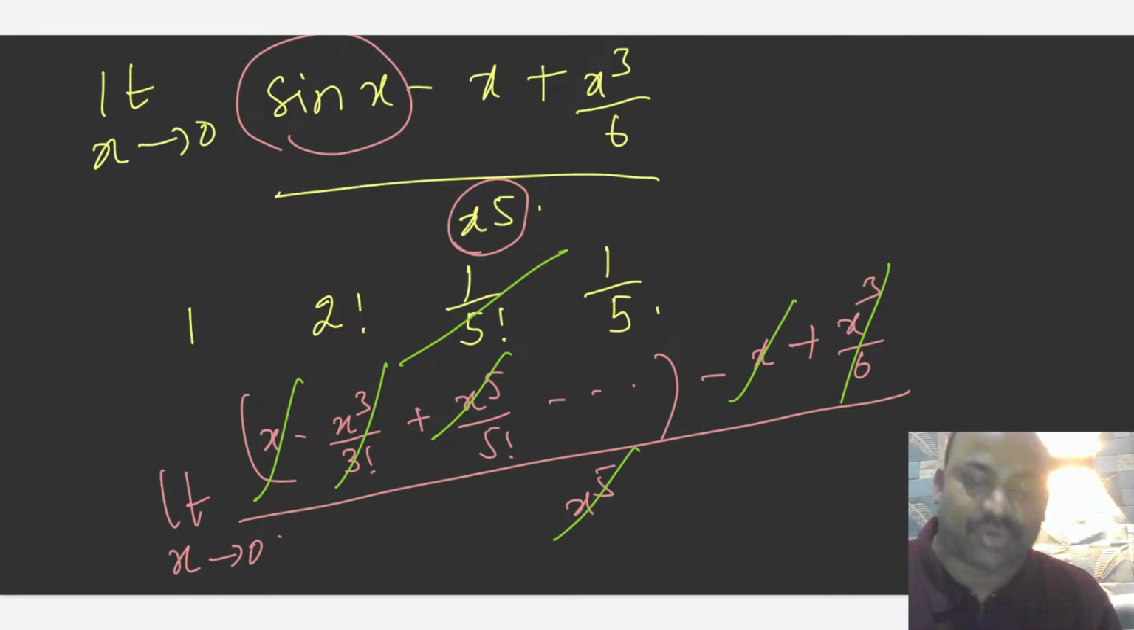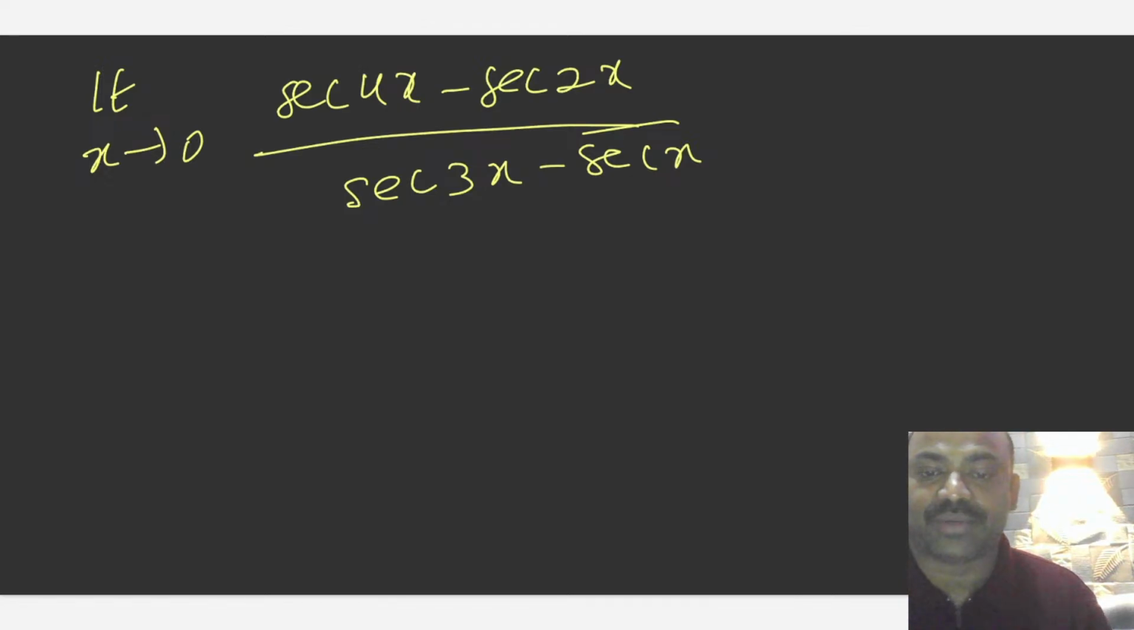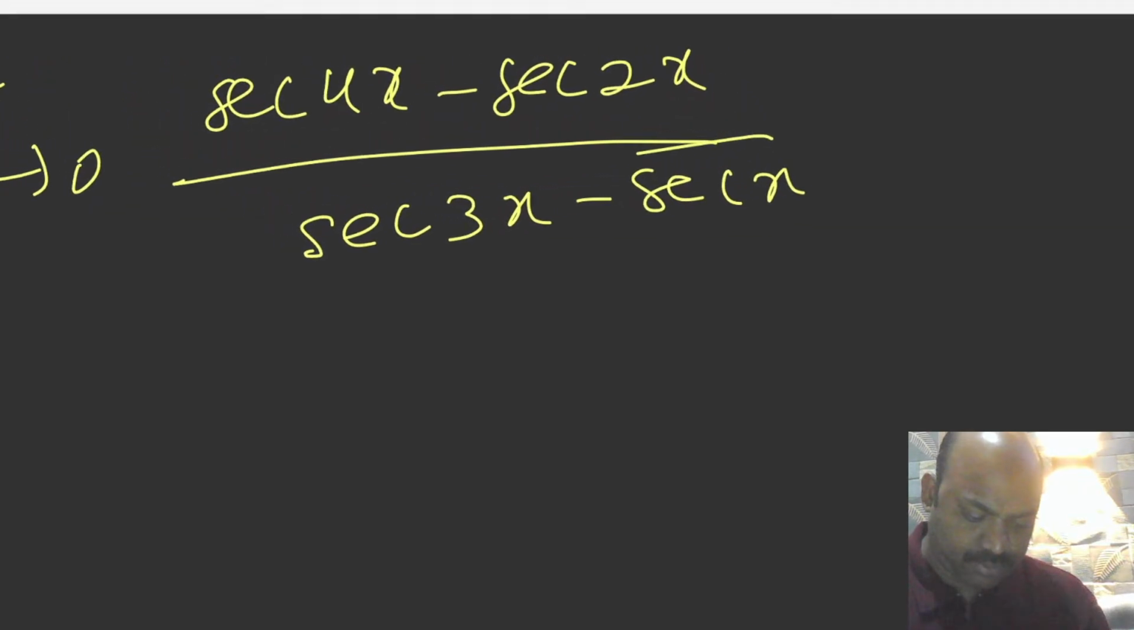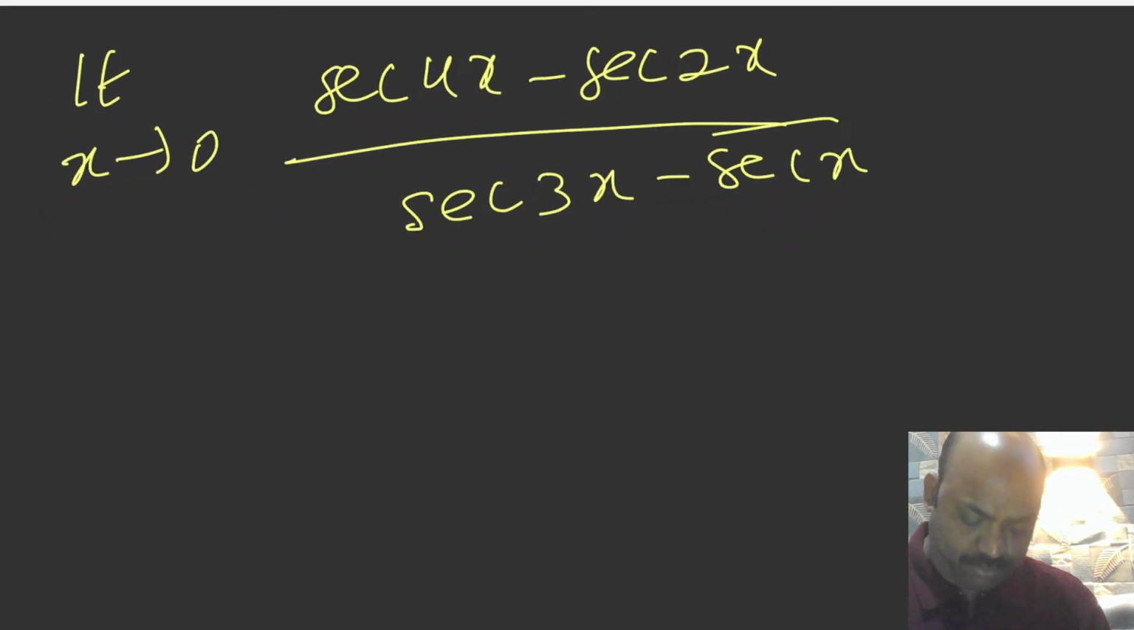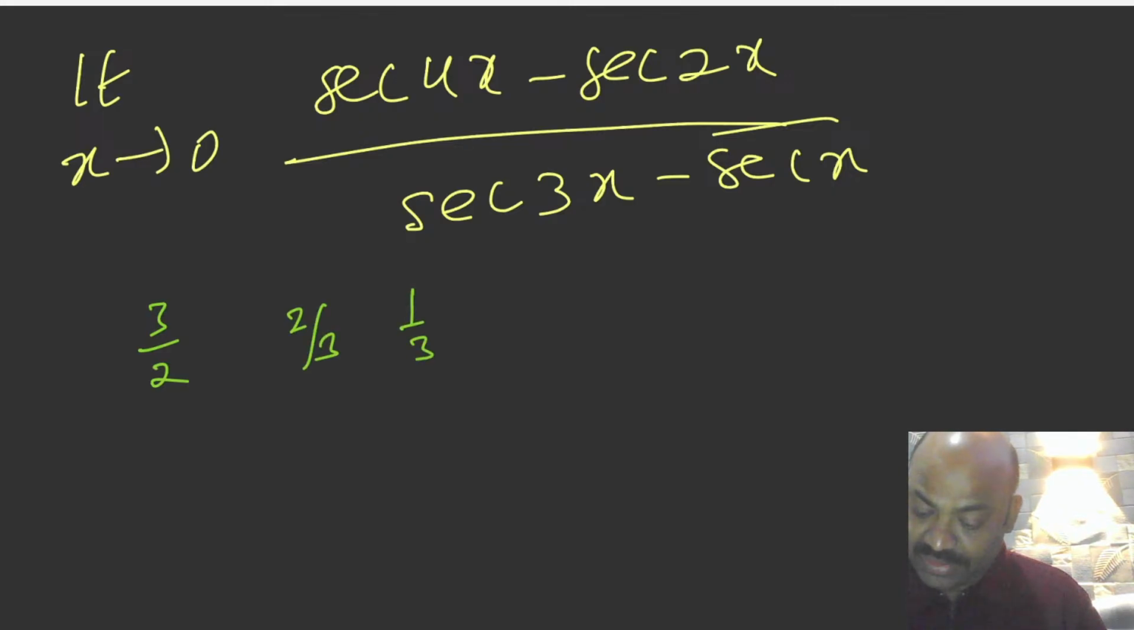Now after this, move to the next question. You may answer for this beautiful question. For this, let me give options also so that you can easily connect with the answer. Options are 3 by 2, 2 by 3, 1 by 3 and 3 by 4. Right?